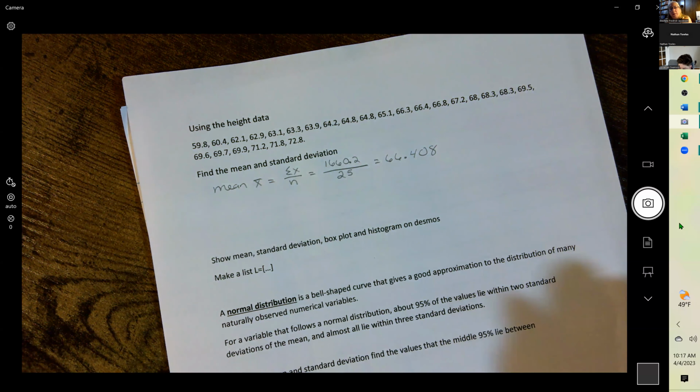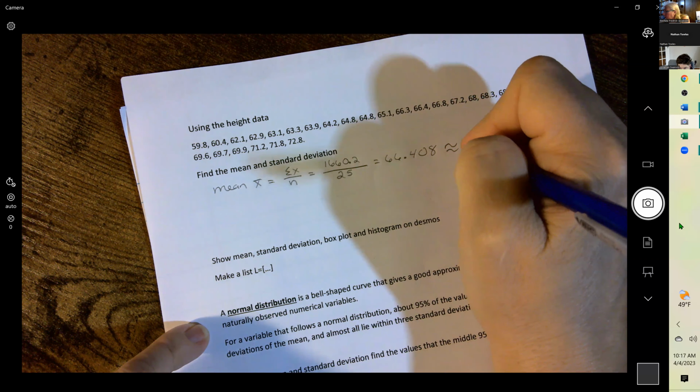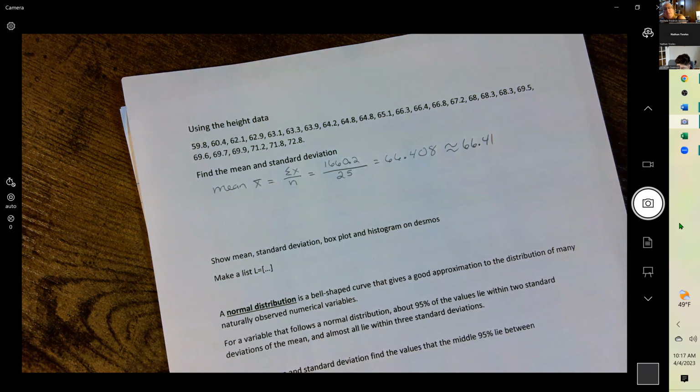When it doesn't specify what to round to, rule of thumb, you should go one more than your data. So since the data's to the tenth, I would go to the hundredth. So the average is about 66.41.